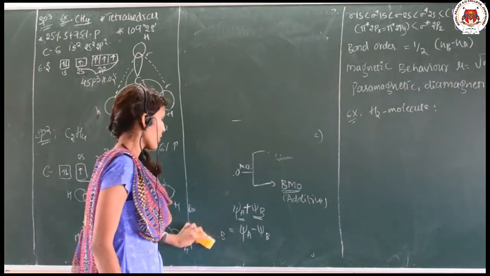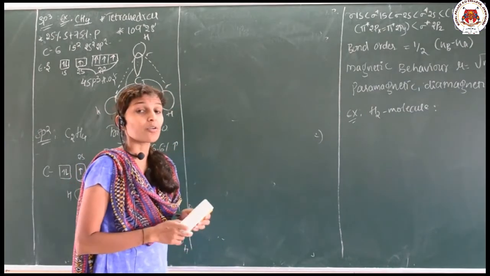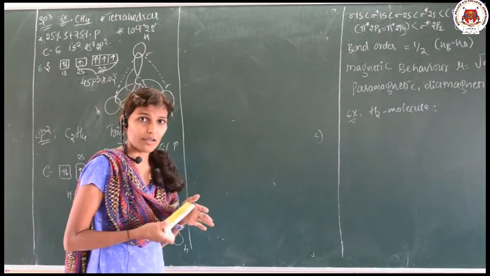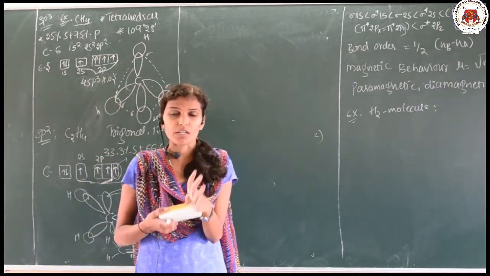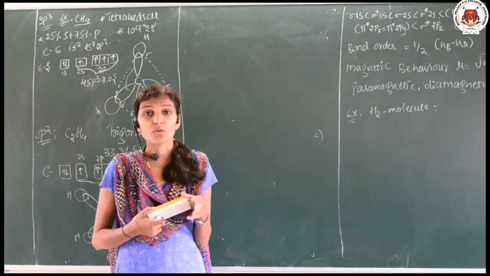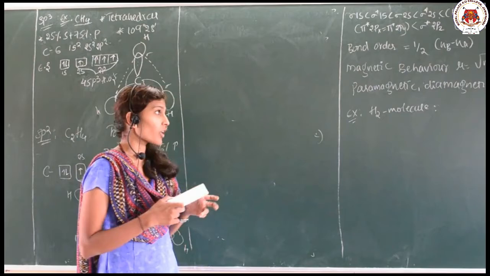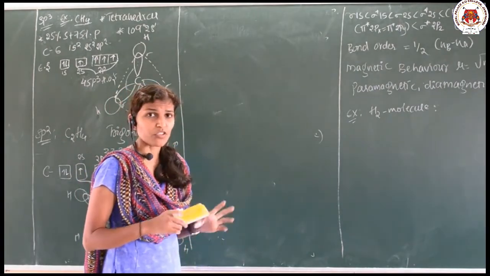So, keep in mind that whenever atomic orbitals combine with each other, they give molecular orbitals. There are 2 types of molecular orbital. One is the bonding molecular orbital, which is formed due to the additive interaction. One more is the anti-bonding, due to the subtractive interaction. And the bonding molecular orbital has less energy, which is more stable.